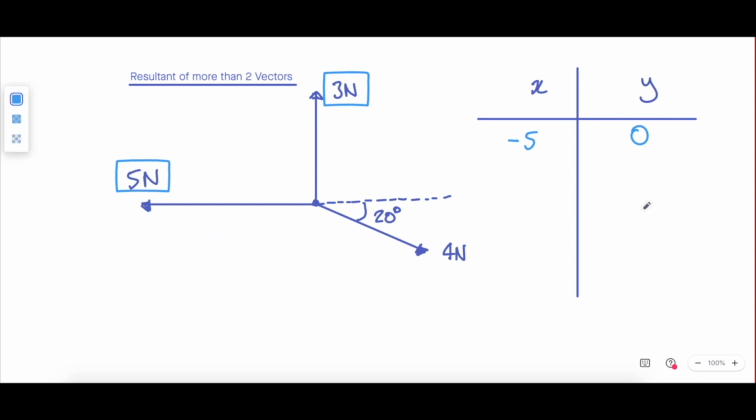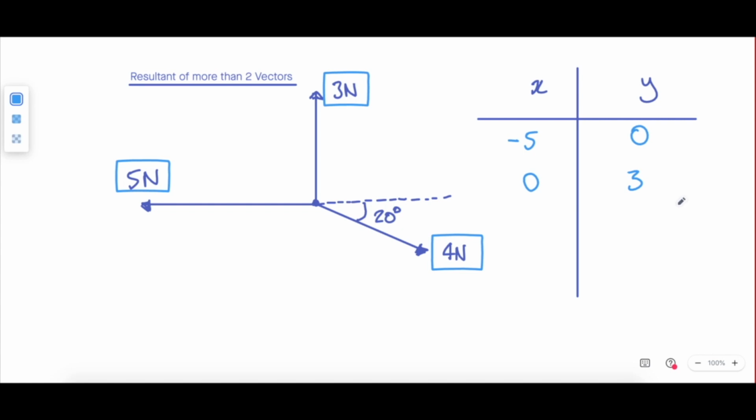Horizontally, this will have a component of 0 because again it's going completely vertically up, whereas the vertical component will be 3 in the positive direction because it's going upwards. That's what we usually take as positive. So negative will be downwards. So those two are fairly straightforward. The harder one is when you look at the 4 Newton one.